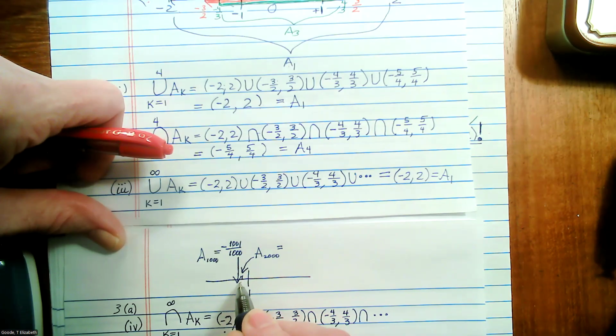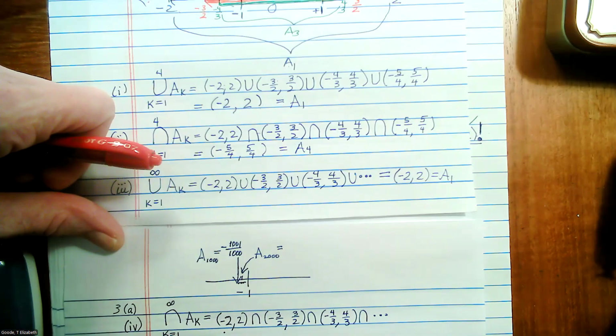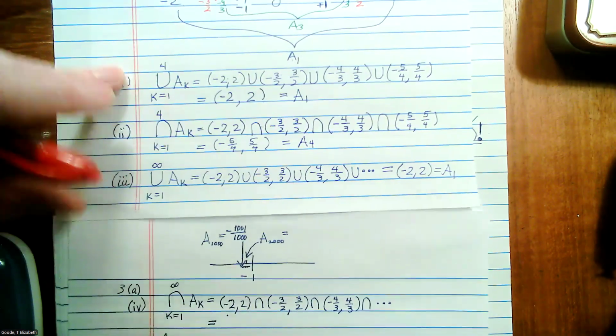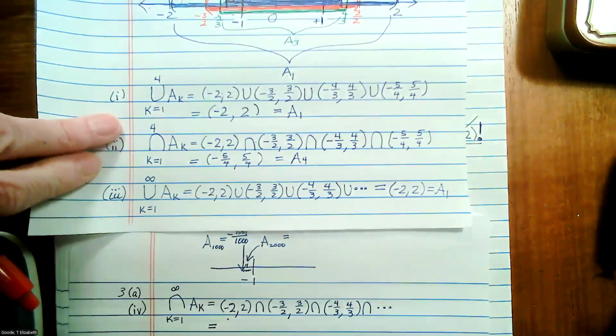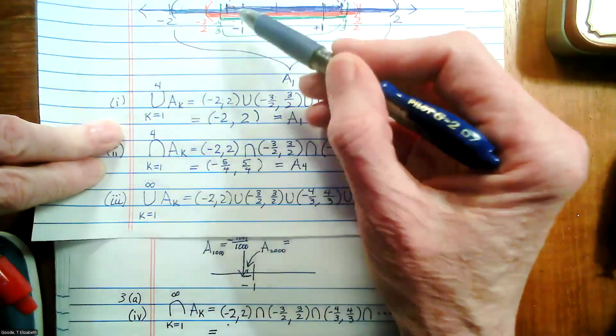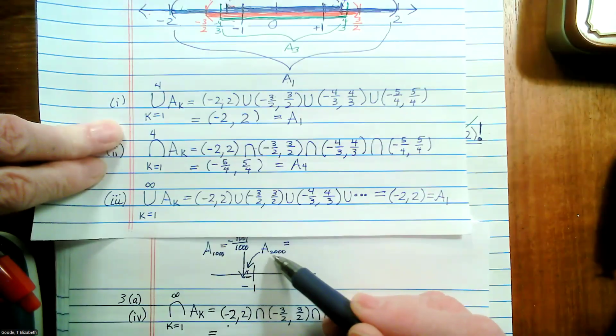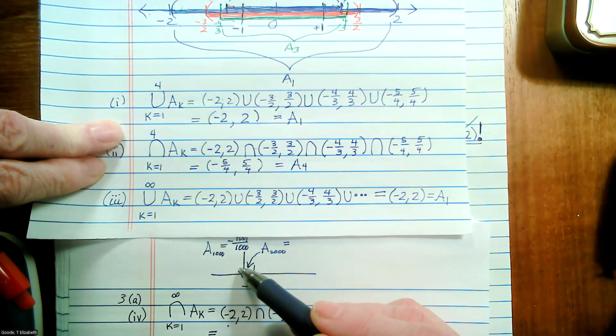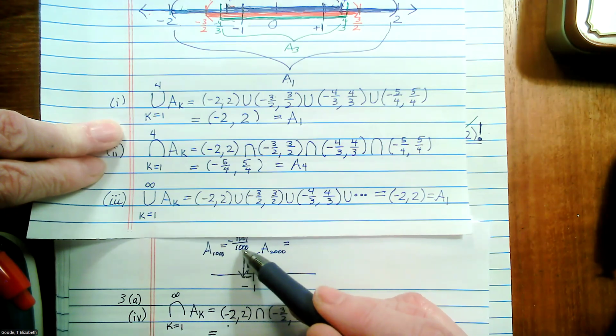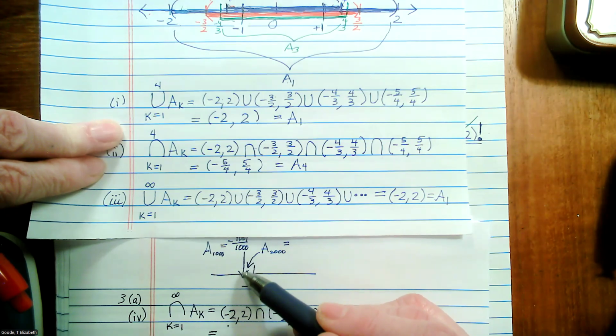So you can't pick any of these numbers that are actually to the left of negative 1 and be guaranteed that those numbers would be in all of these sets. That's just not going to happen, because you can always find an indexing number where the left bound is to the right of any number you try to say is for sure in all of the A sub k's, you see.